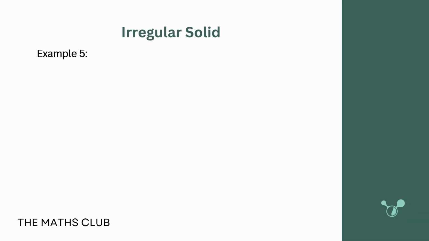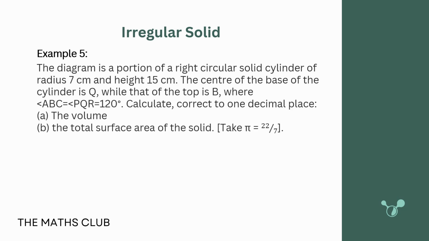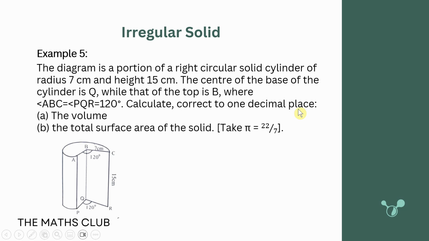Great. Example 5, we're now talking about irregular solids. Solids that don't have regular shapes like we know. So look at the diagram. It is a portion of a right circular solid cylinder of radius 7 centimeter and height 15 centimeter. The center of the base of the cylinder is Q. So this is the center of the base of the cylinder.